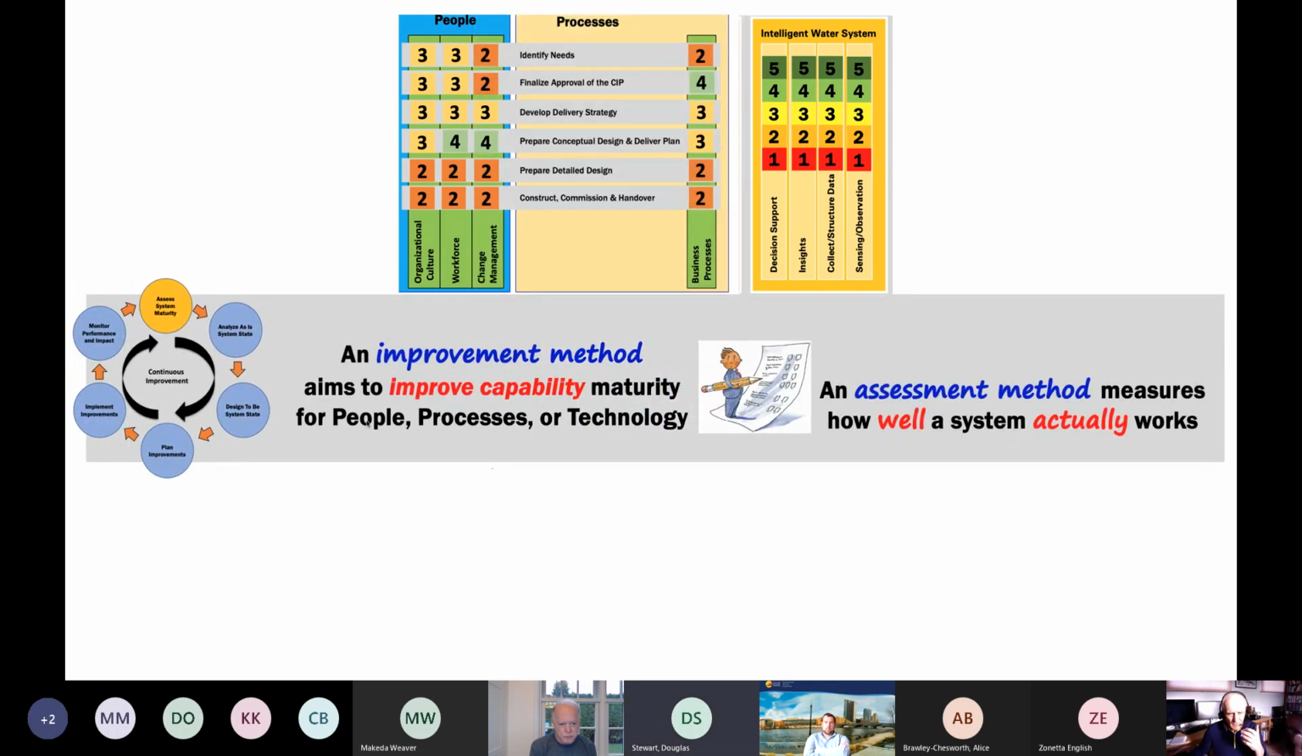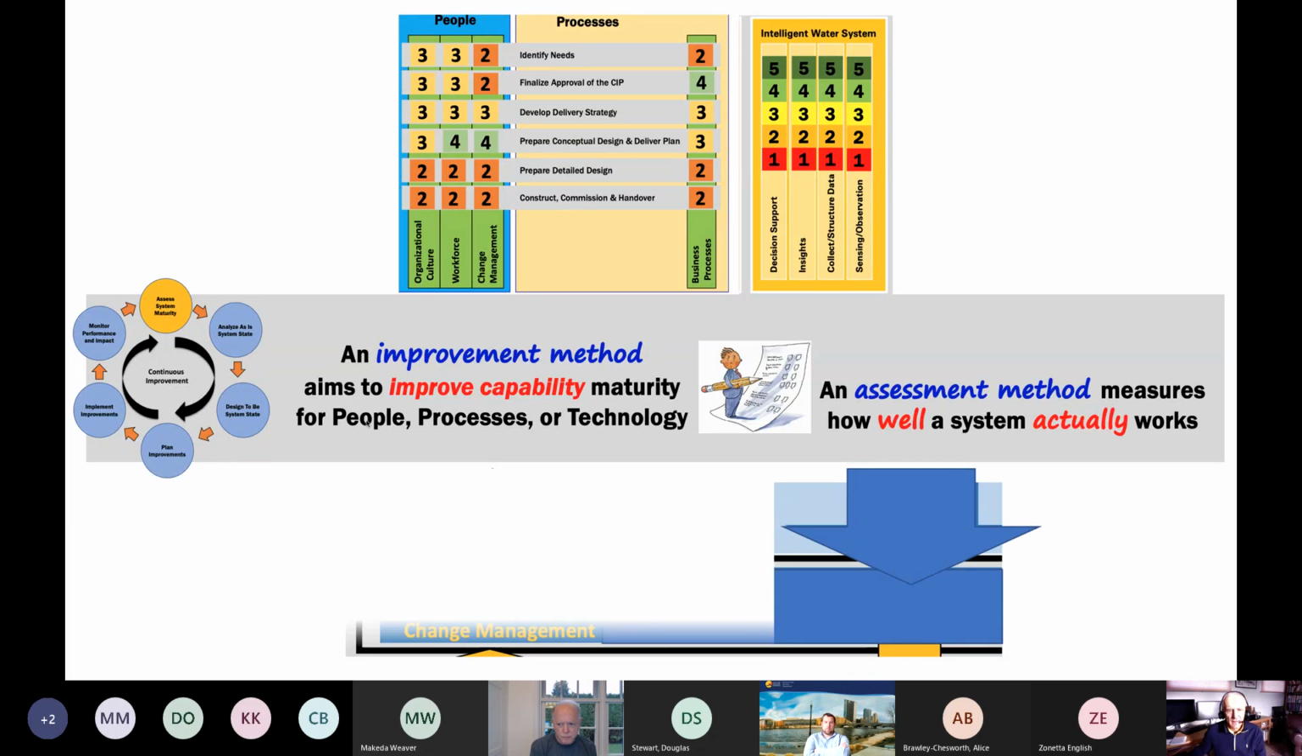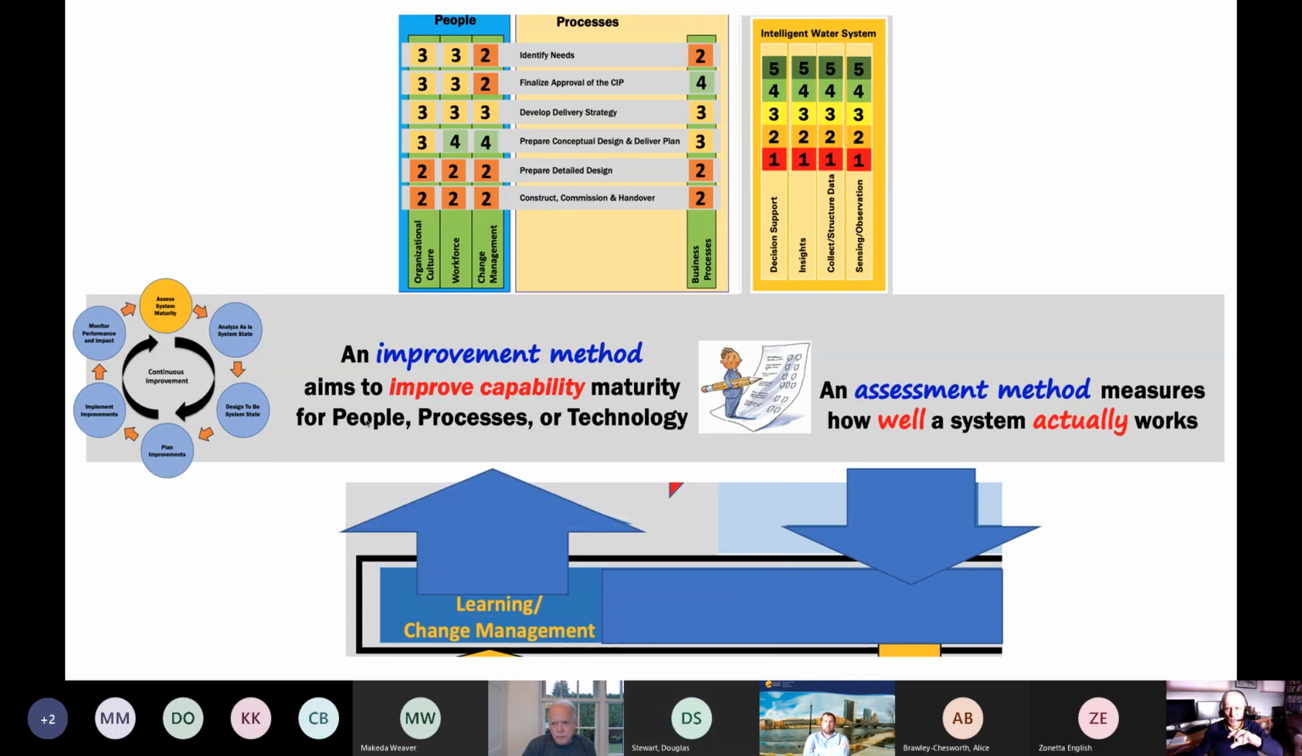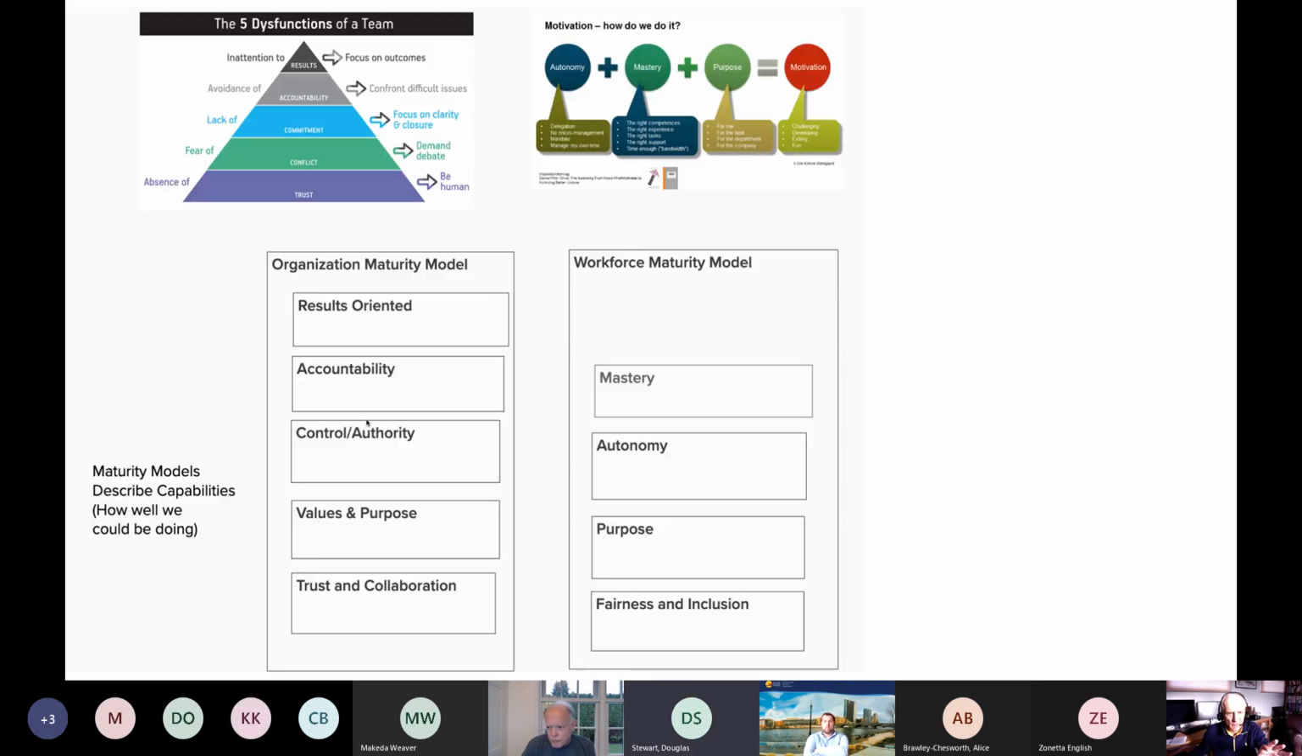And so this improvement method is the same in principle, but the maturity models would be different. The assessment methods would be different. It could be a survey or something like that. And then we will have change management defined as a process. So that's how all this ties together.